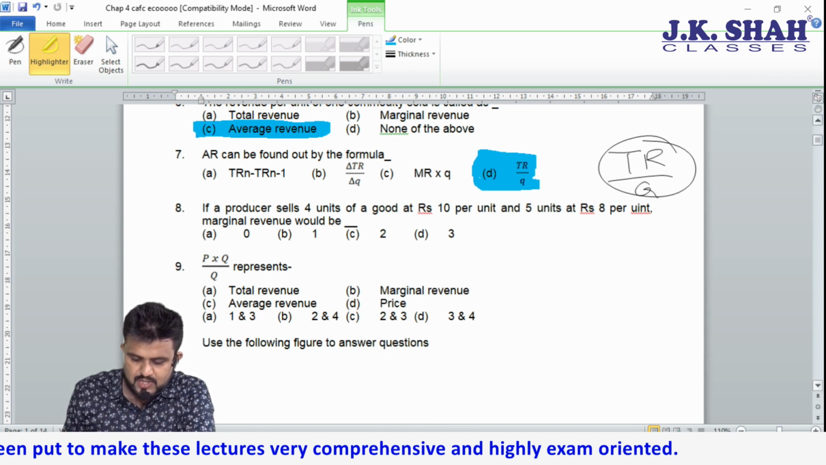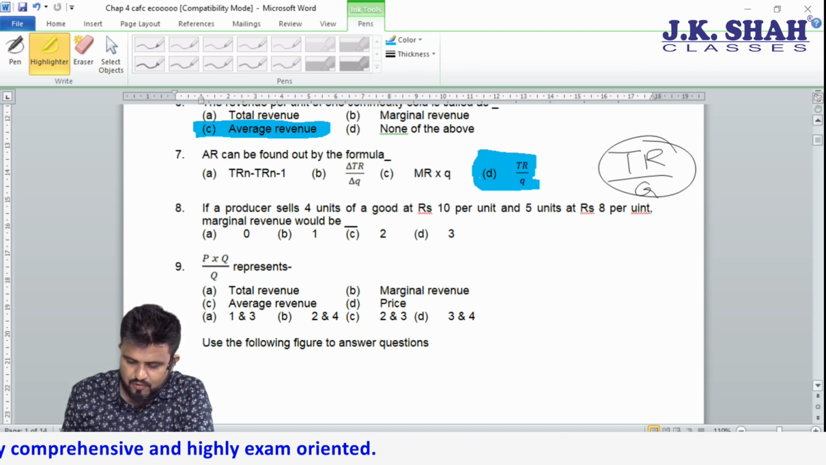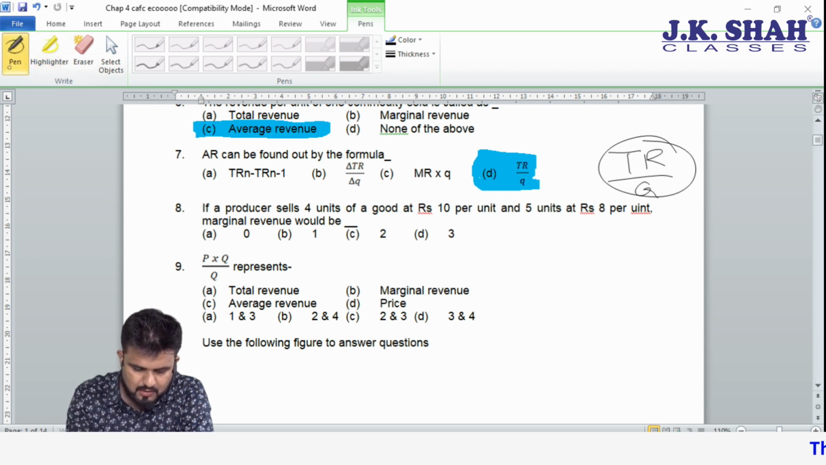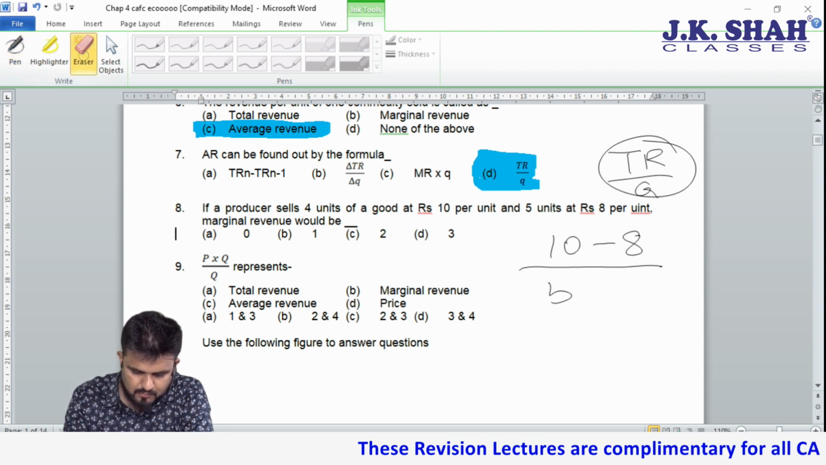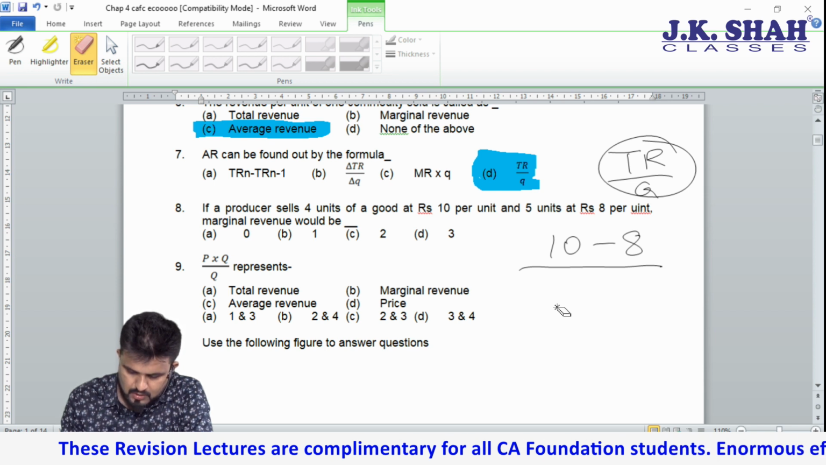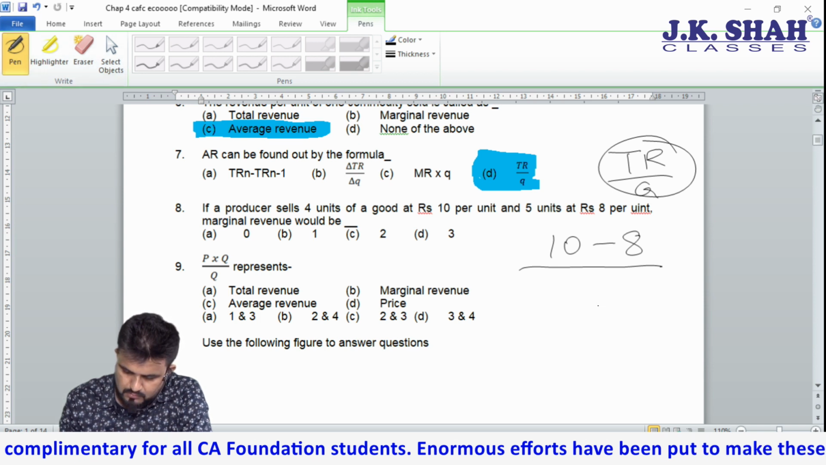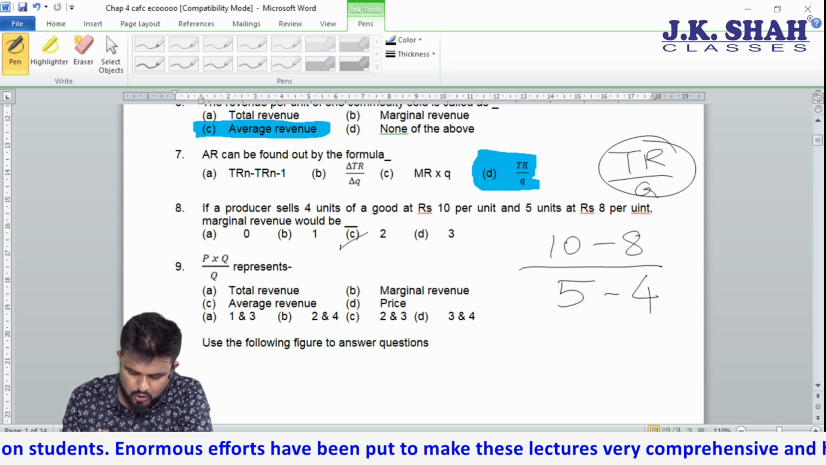Next, if a producer sells 4 units of goods at rupees 10 per unit and 5 units at rupees 8 per unit, then what is marginal revenue? So we will calculate in this way: 10 minus 8 divided by 5 minus 4. So the correct answer will be your 2.